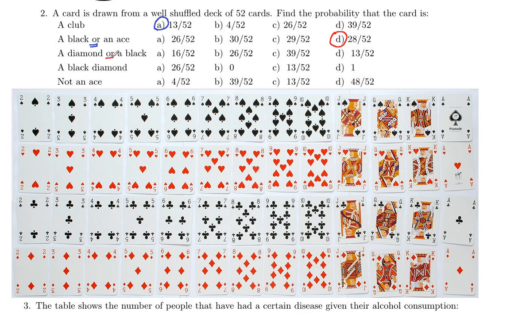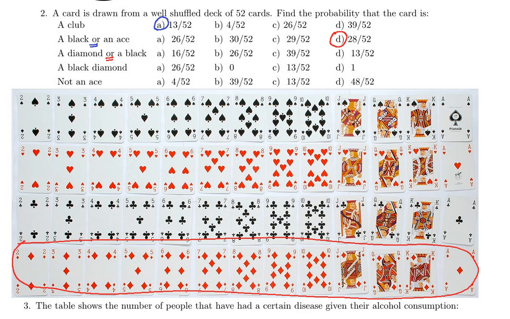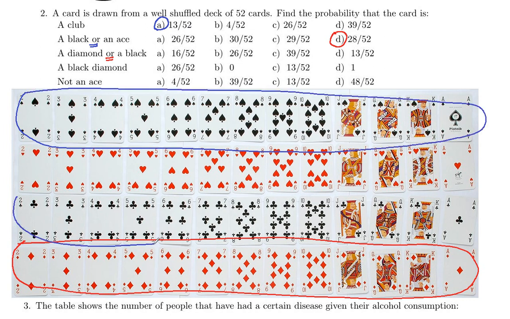A diamond or a black card. So diamonds are here. Or a black card. So our black cards are here, spades and clubs. Now there's no overlap between these, so we're just going to count them up. We've got 1, 2, 3 times 13, which is 39, because OR keeps everything, unites the 2 sets. So that will be 39 out of 52, C.